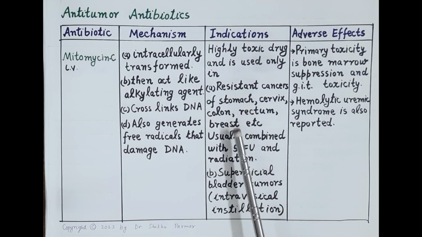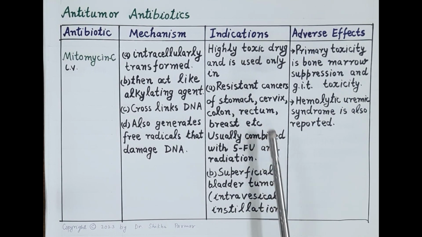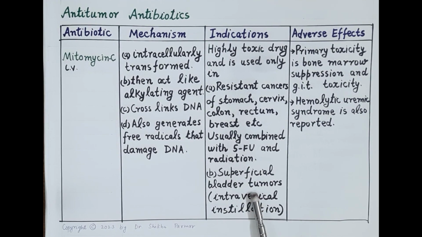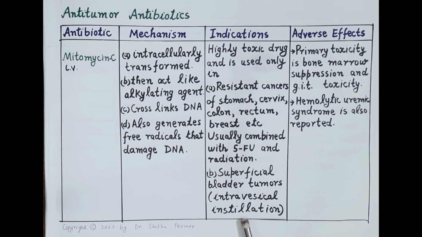Now, mitomycin is a highly toxic drug, and thus it is used only in resistant cancers of stomach, cervix, colon, rectum, breast, etc. And here it is usually used along with 5-fluorouracil and radiations. Now, in addition to this, it is also useful in the superficial bladder tumours. Here mitomycin C is administered by the intravesical route. That means here the mitomycin C is administered with the help of a catheter in the urinary bladder.